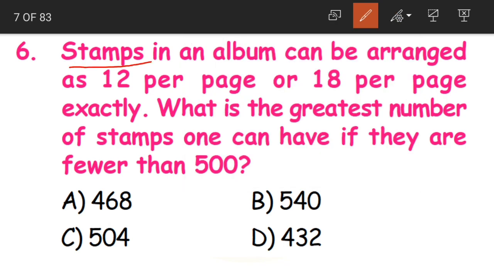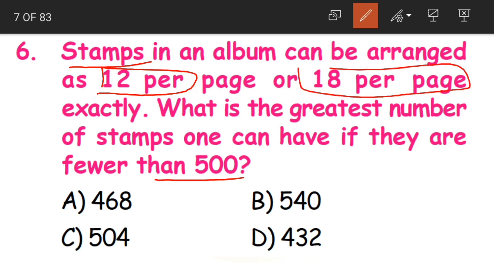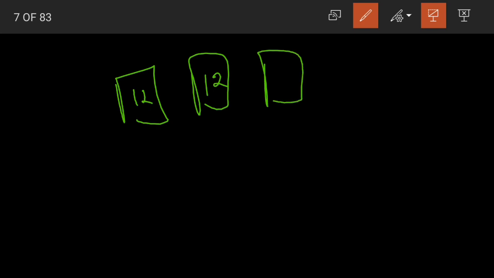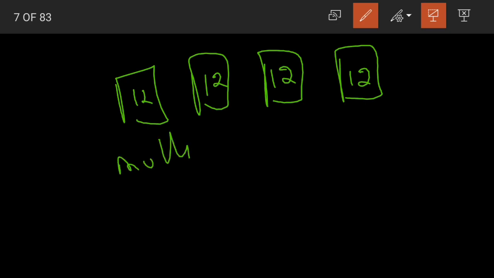We have certain stamps which are less than 500. Okay, children, we have certain stamps which are less than 500 and they can be arranged only 12 per page or 18 per page. Yes, if you take that the stamps can be arranged 12 per page, in each page there can be 12 stamps. So how will you know? Now the arrangement will be a multiple of 12.